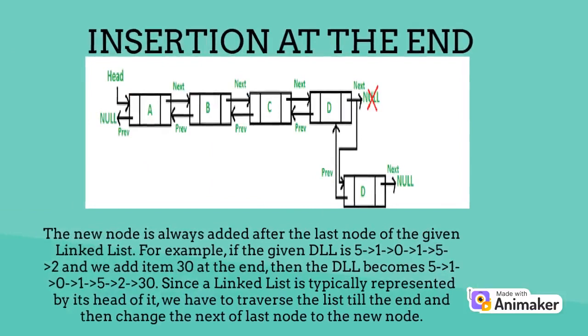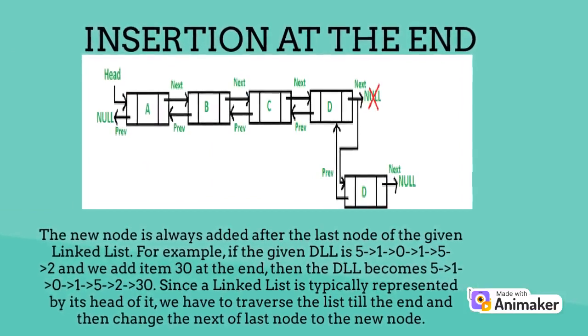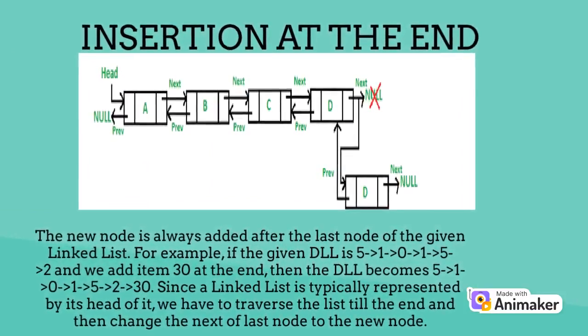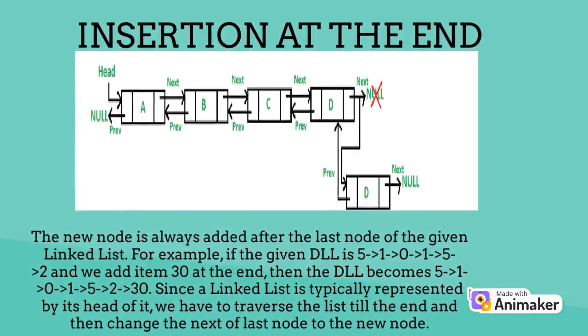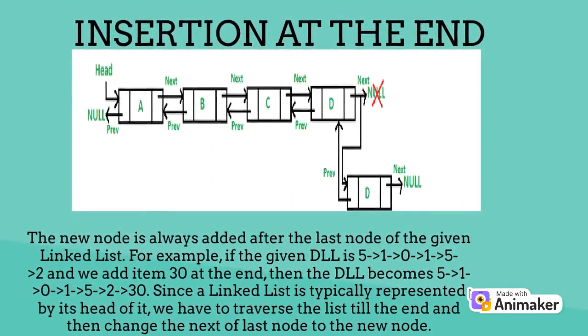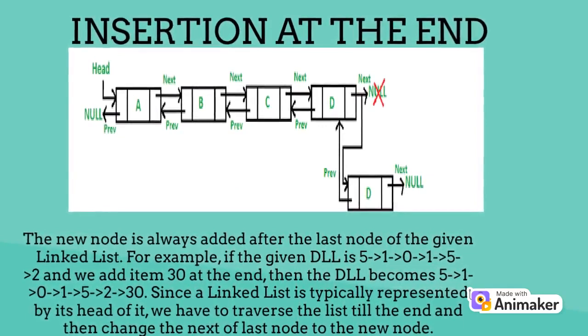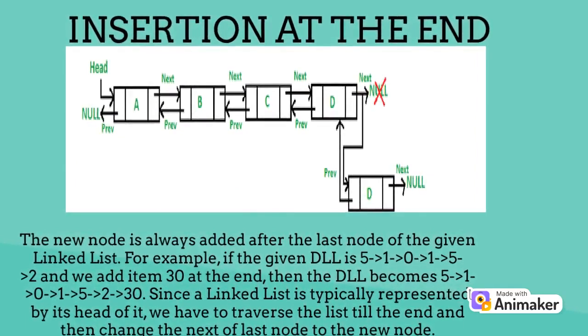The diagram shows insertion at the end. In this, the final node of the provided linked list is always added before the new node. For example, if we add item 30 to the end of the given DLL, which is 5 10 15 2, the DLL becomes 5 10 15 2 30. Since the head of a linked list often serves as its representation, we must traverse the list all the way to the end before switching the next of the last node to the new node.